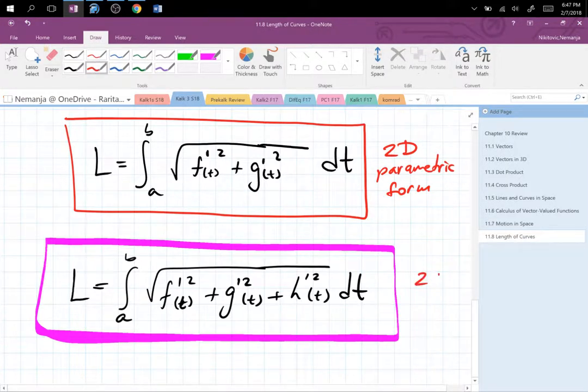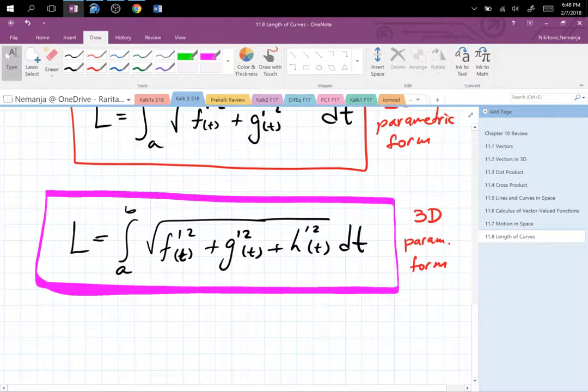So 2D, 3D parametric form for length of the curve. Now this is in terms of parameter t. Parameter t is going to go from 0 to 1, 0 to 5, whatever, to give you the endpoints of the curve that you're looking for.